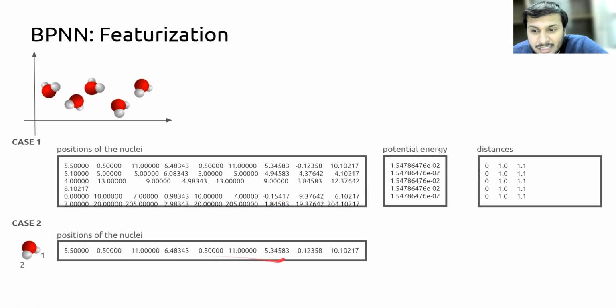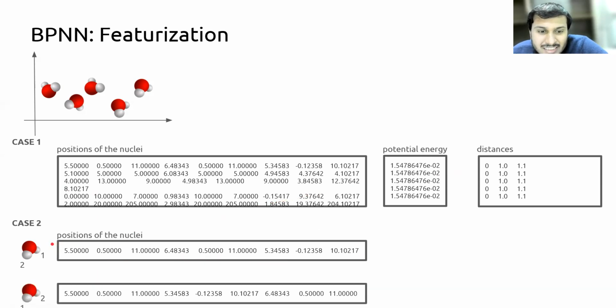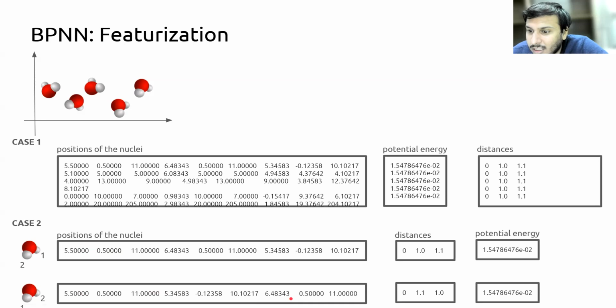Let's say I show you these 9 components, right? And in this case, all I do in the second case is that I have just changed the labeling of my hydrogen atoms. In the first case, this hydrogen was named 1. In the second case, this was named 2. And of course, my input has once again changed, right? If you look at the distances, even the distance vector has changed, right? Because now the distance between the first hydrogen and oxygen is 1.1, and for the second one, it's 1.0.